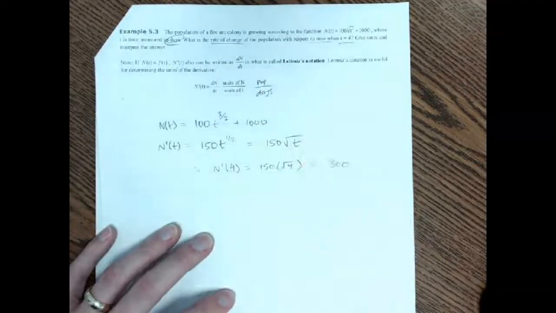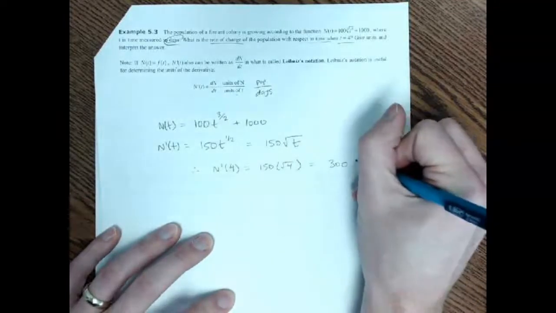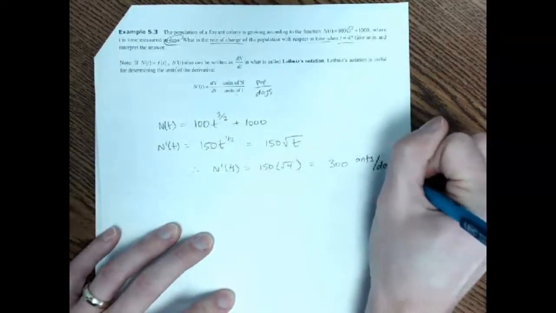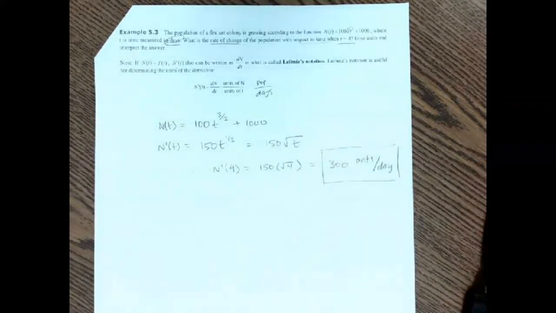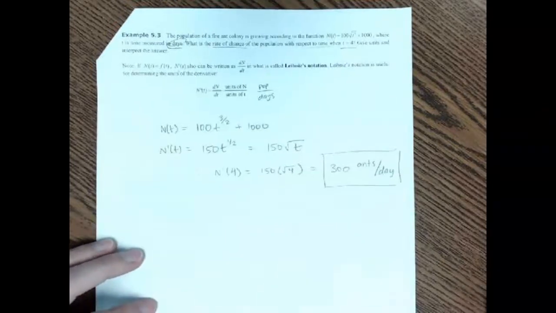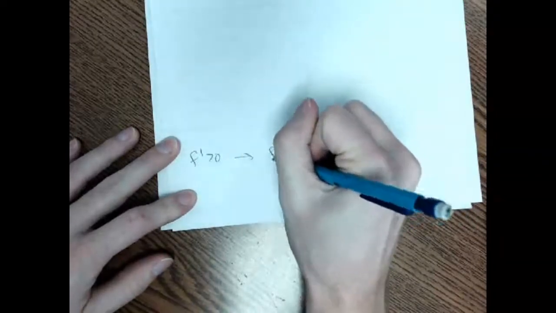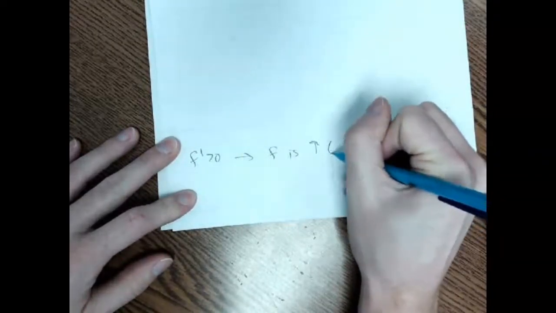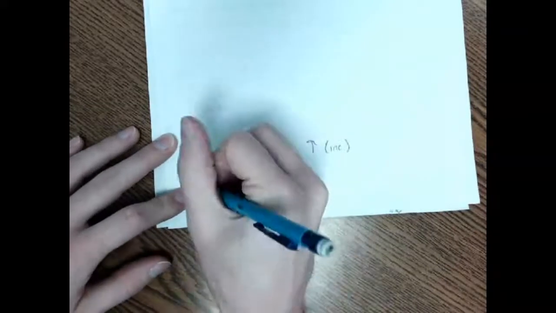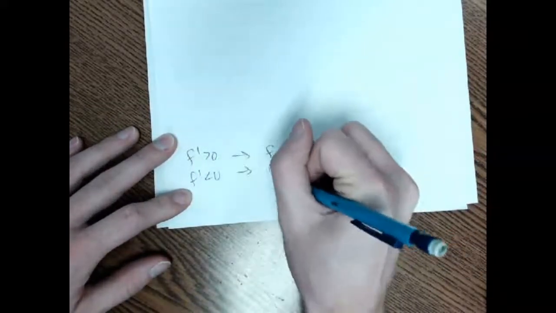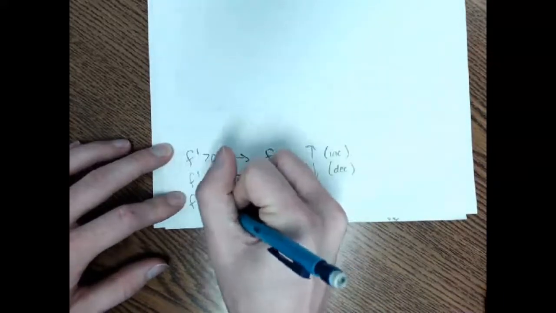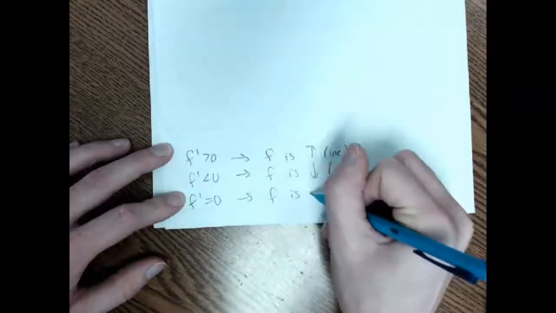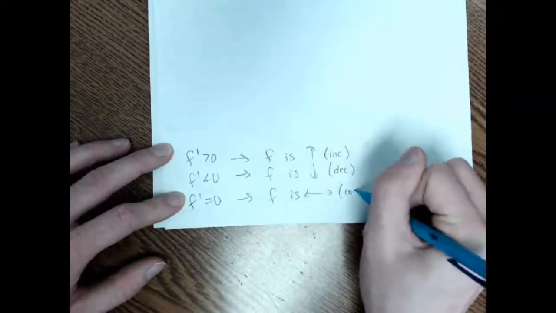Okay, so here we go. Units on this answer. The population, the units would be ants, and then per day. 300 ants per day. And then let's go ahead and interpret it, right? Just as a little side note, if the derivative is positive, that means your original function is increasing. We talked about that last time. If your derivative is negative, that means your original function is decreasing. And if your derivative is 0, that means your original function is constant. Right? We know all those things.